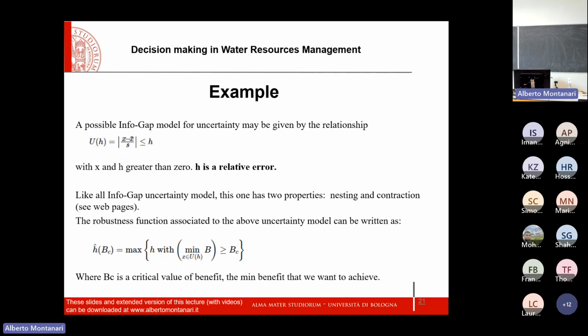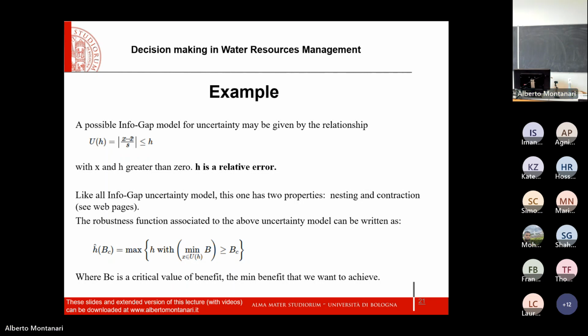Robustness, remember, means resilience against uncertainty. It means that the solution works well, even if I have a prediction error. This is robustness. And therefore, U(H) is an indicator of robustness.